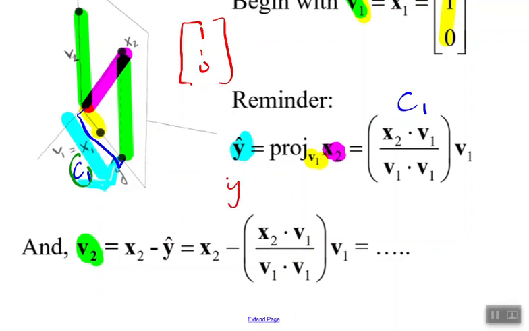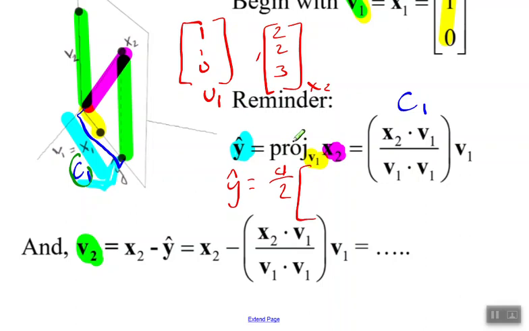First of all, we want to find out what y hat is. So we're going to find the value of that constant. When I find the dot product of those two vectors, x2 and v1, what we get is 4 halves times vector 1, which is 1, 1, 0. Okay? So that gives us 2, 2, 0. And so that's going to be the y hat value, 2, 2, 0.